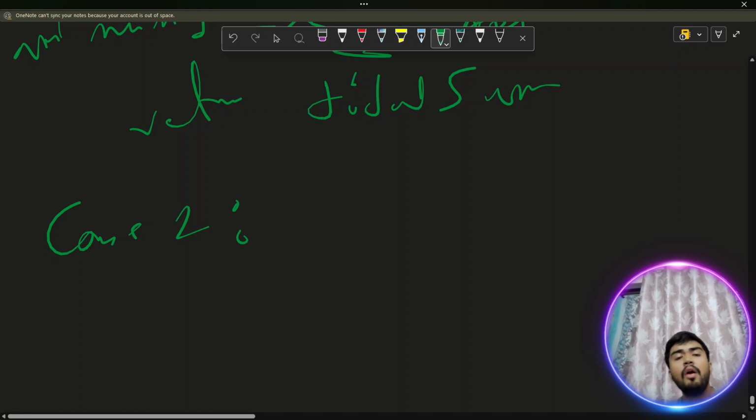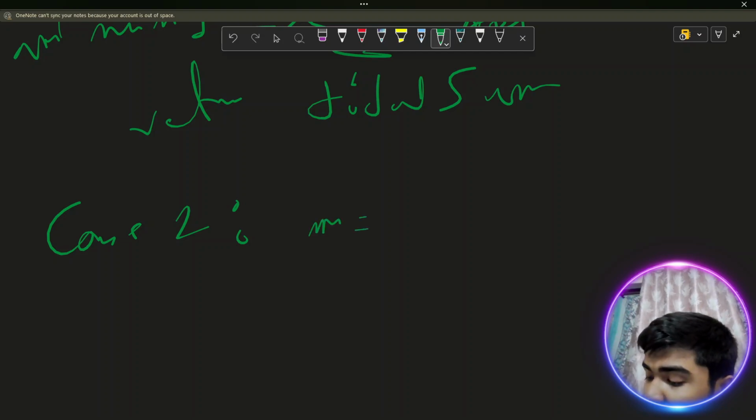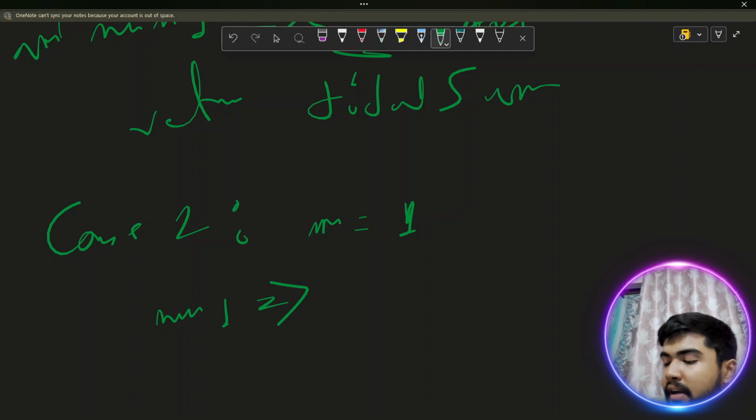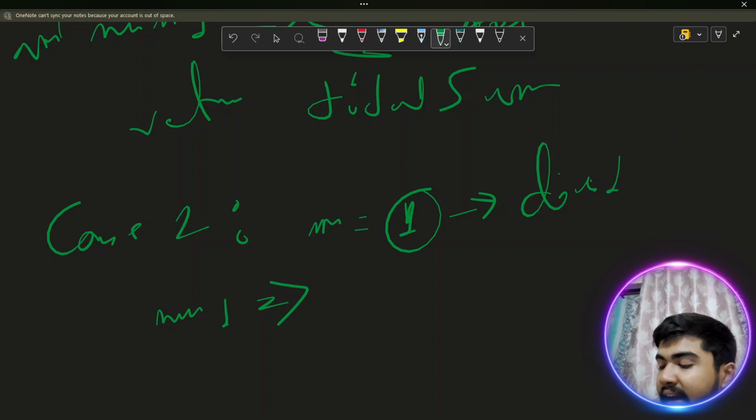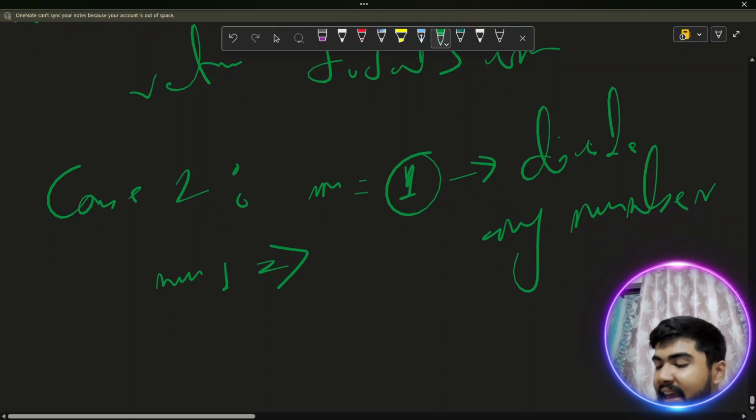So on case 2, you have seen all are categorized in num2. On the first category, all are categorized in num1. So in category 2, is it possible that all are categorized in num2? Yes. If my aim is 1, then my num1 is actually the not divisible pair, and we all know one can divide any number. One can divide any number. So if my aim is 1, what is case 2?